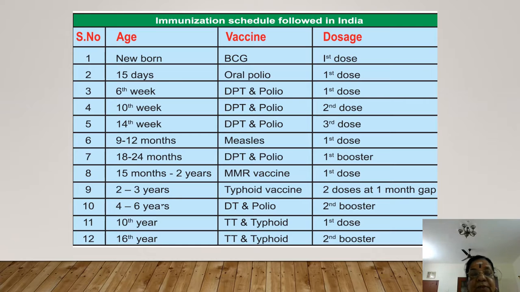At 9 to 12 months, we give the measles vaccine, the first dose. Then DPT and polio again, it's called the first booster. Similarly, for a girl, you have to understand.